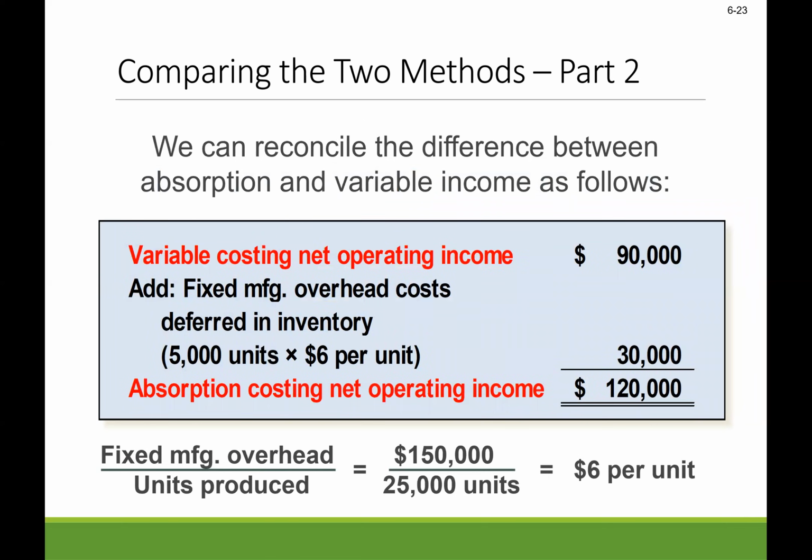We can reconcile the difference between absorption and variable by looking at our variable cost net operating income, which is 90,000. If we add the 30,000 that's sitting in ending inventory for absorption costing, we understand where we get our absorption costing net operating income, and why they're off.